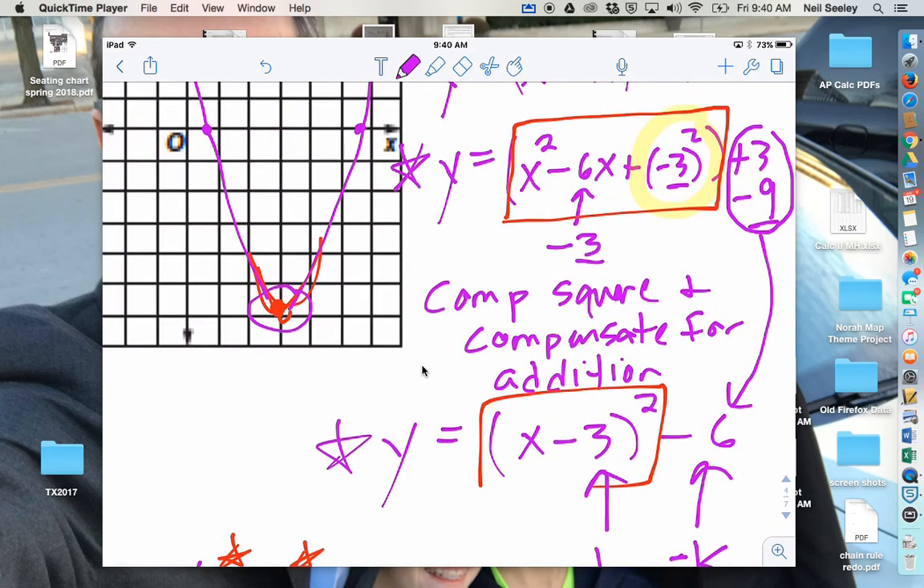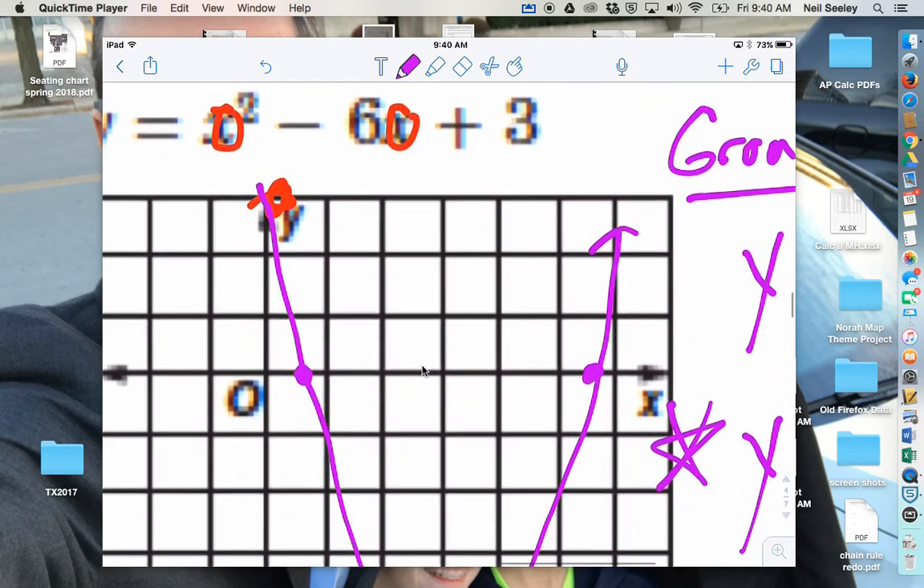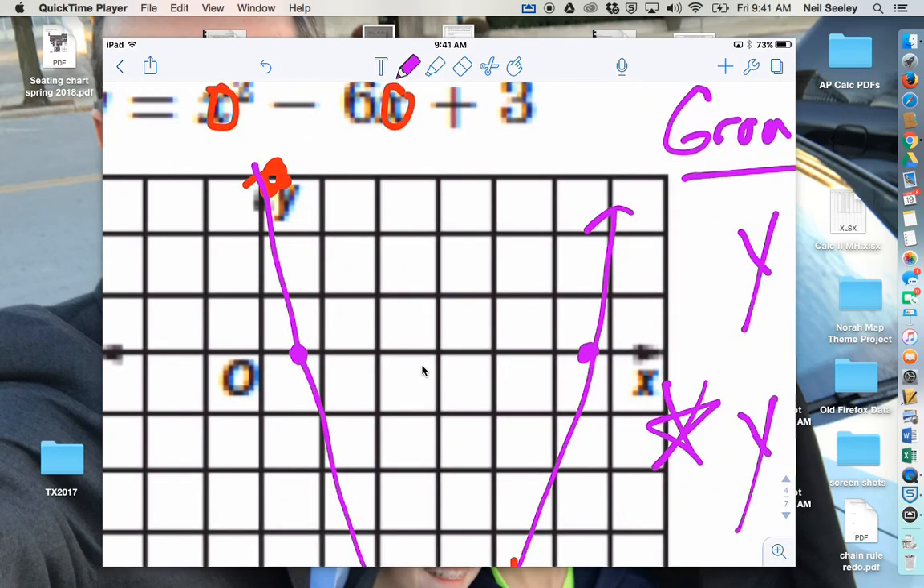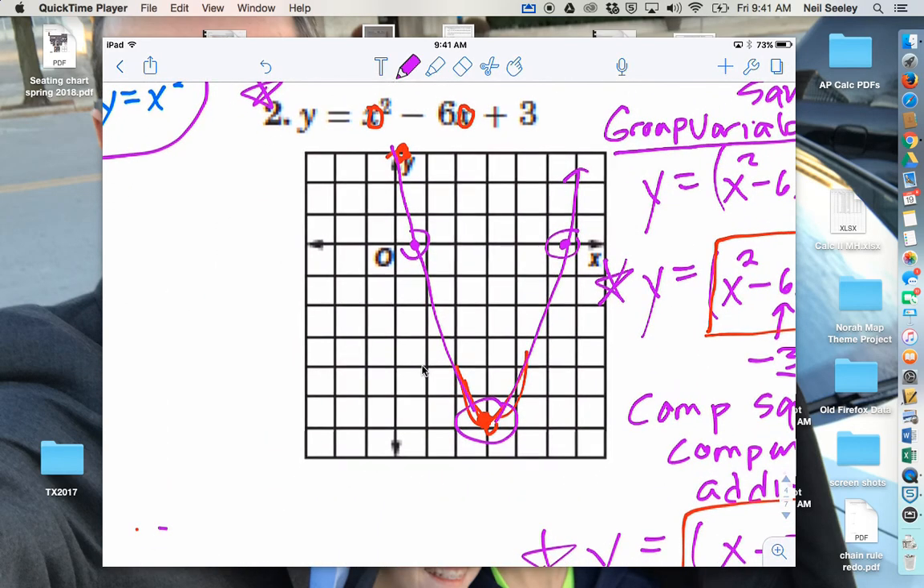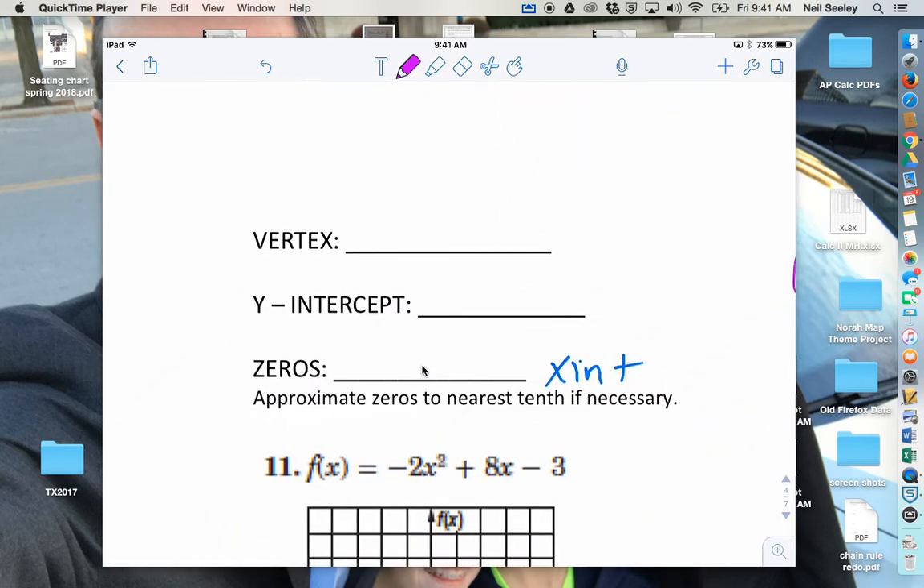So 3, negative 6. Got the y-intercept by setting x equal to 0, and then I got the x-intercept by setting y equal to 0 and doing some serious algebra. And there's a sketch. So that's a pretty long process and something that definitely takes practice and a lot of questions. So get ready. Do one more. I'll have an opportunity here.